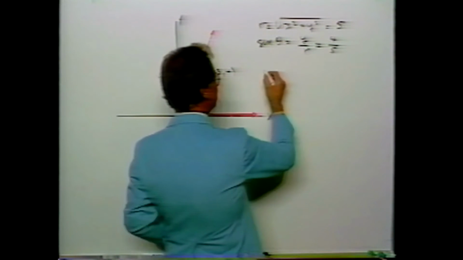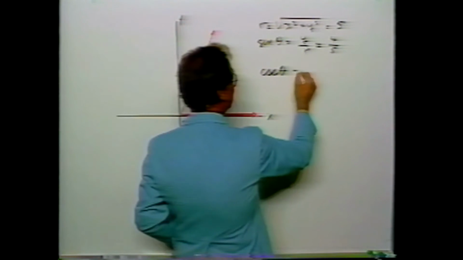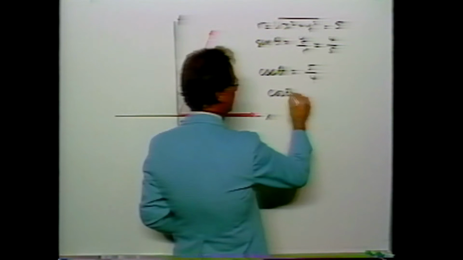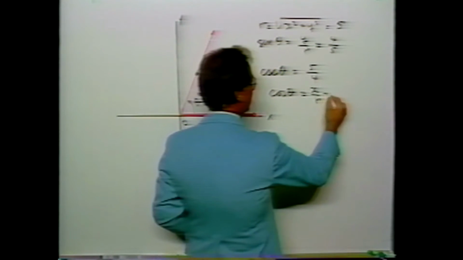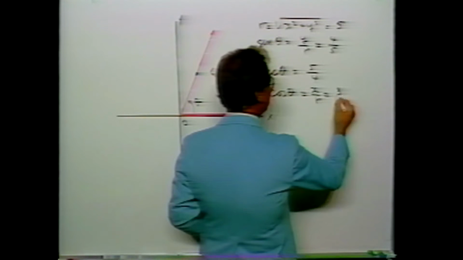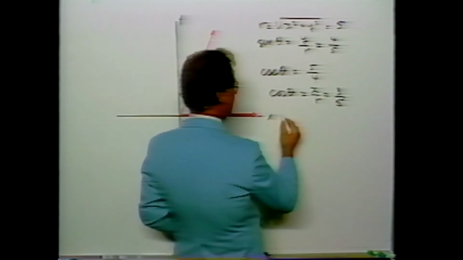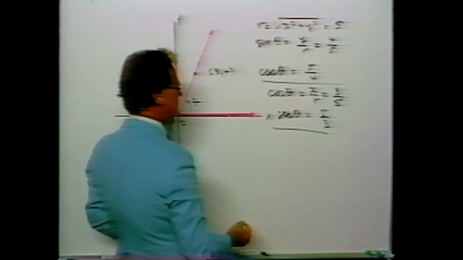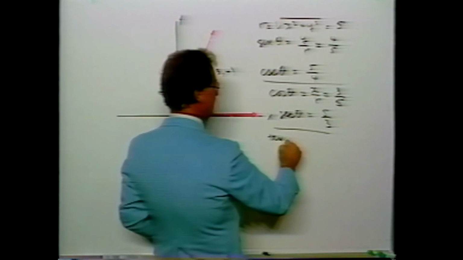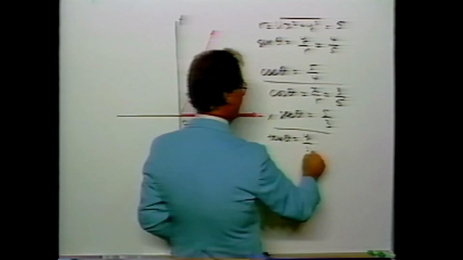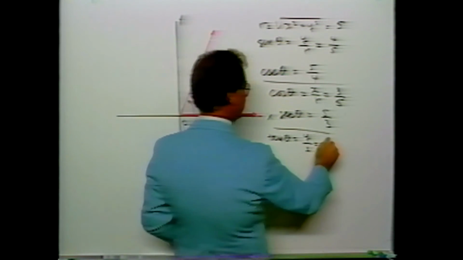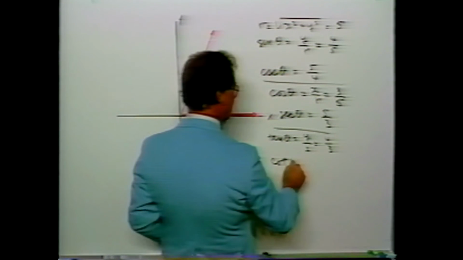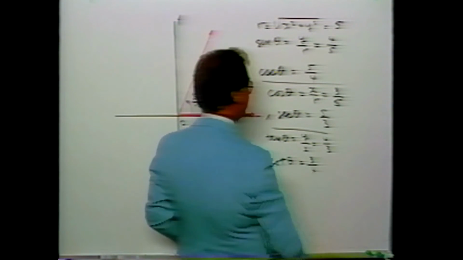The reciprocal of the sine of theta is the cosecant of theta, and that's equal to 5 over 4. Similarly, the cosine of theta is equal to x over r, and this is equal to x, which is 3, over r, which is 5. The reciprocal, which is secant theta, is equal to 5 over 3. And finally, the tangent of theta. The tangent of theta is equal to y over x, and that'll be 4 over 3. The reciprocal of tangent of theta is the cotangent theta, and that's equal to 3 over 4.